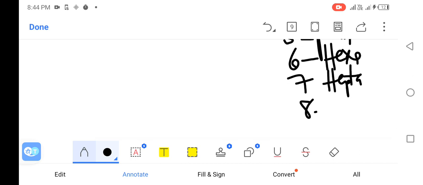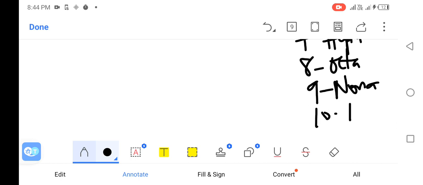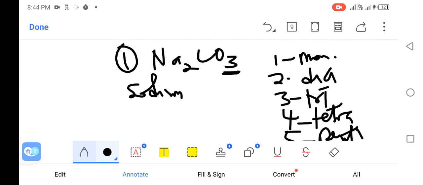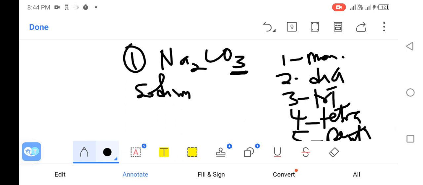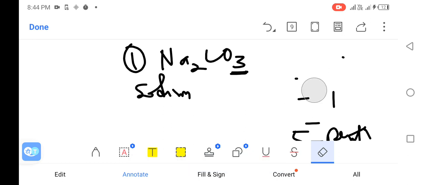If it's 8, you say it's octa. If it's 9, you say it's nona. And if it's 10, it's deca. Am I communicating? Please take this down. Now let's name this compound. So let's wipe what we have here and continue.